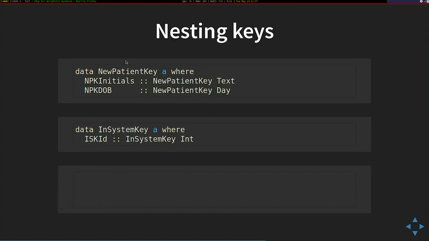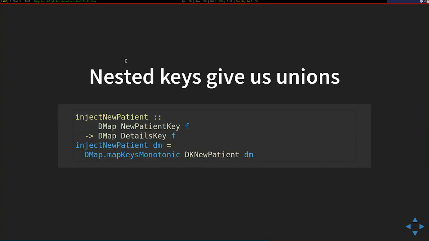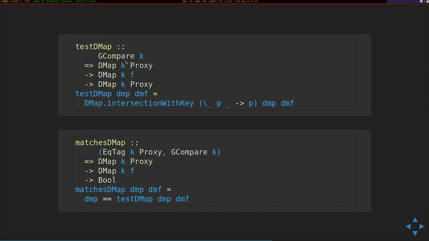Actual productive tricks with keys, we can nest them. So before I had my new patient and my in-system versions of patients. Here I've treated these keys like they're going to become extensible records for each of those constructors. I can create a new key that passes them along, and it's encoding that union in the type level. It makes it pretty efficient for me to filter out and say, hey, give me all the ones that are new patients, because I can just check for that outer wrapper. And I can promote things by just mapping over the keys and putting the wrapper on. The reflex guys use this a lot. It's kind of handy.